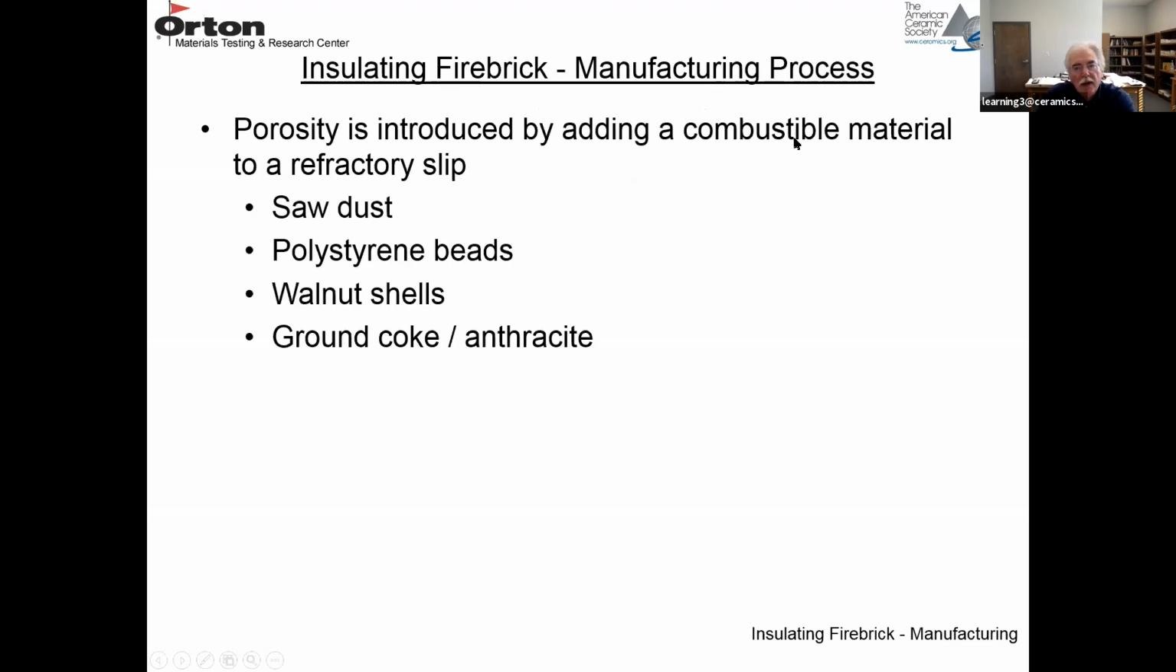You introduce porosity by adding a material that will burn off during the firing process. So you add a combustible material to a refractory slip. So these are slip casts, they're not pressed. So it's a fluid liquid solution for slip casting. The combustible materials are usually sawdust, but they can be a polymer like a polystyrene bead, walnut shells, they can be ground coke or anthracite. Some of these materials are going to have some ash left over when they're combusted, so they will add some impurities to the IFBs.